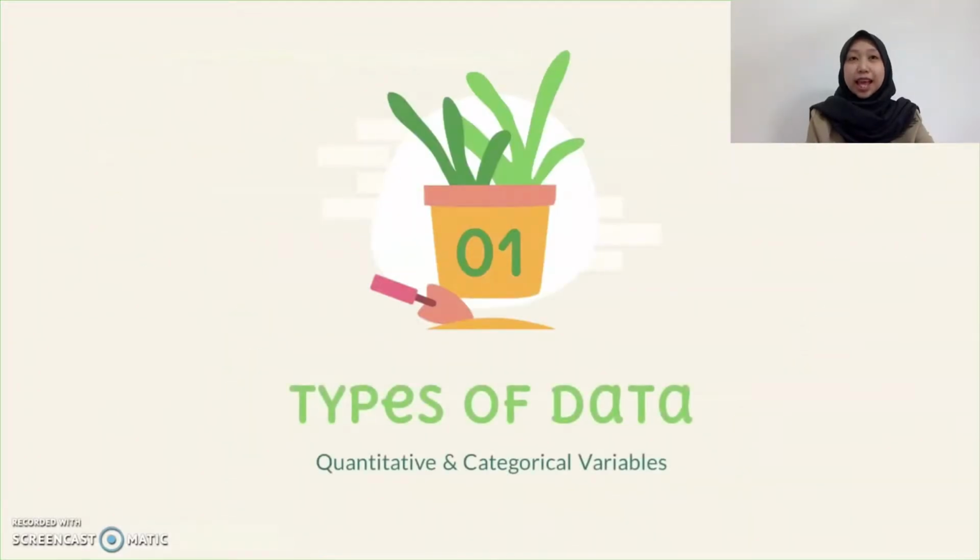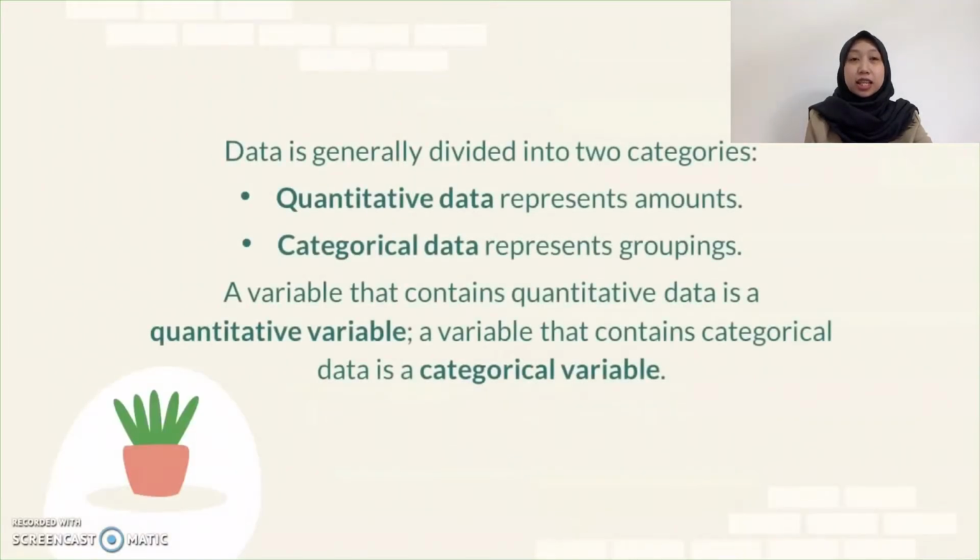First, types of data. Data is a specific measurement of a variable. It is the value you record in your datasheet. Data is generally divided into two categories. First, quantitative data represents amounts, and second, categorical data represents grouping. A variable that contains quantitative data is a quantitative variable, and a variable that contains categorical data is a categorical variable. Each of these types of variable can be broken down into further types.